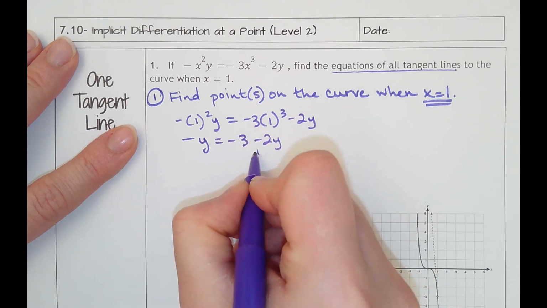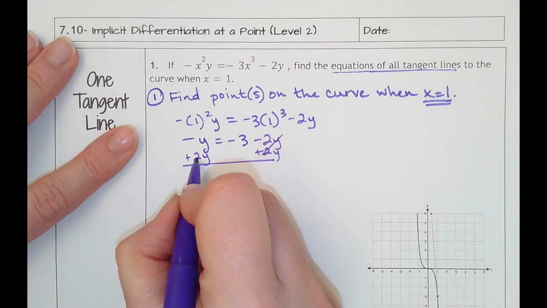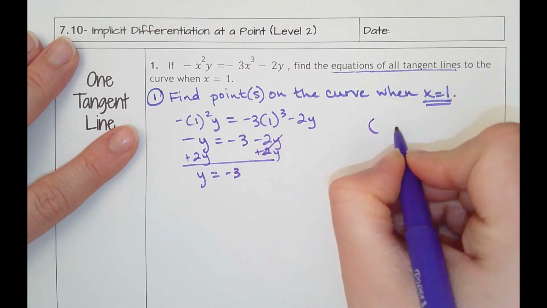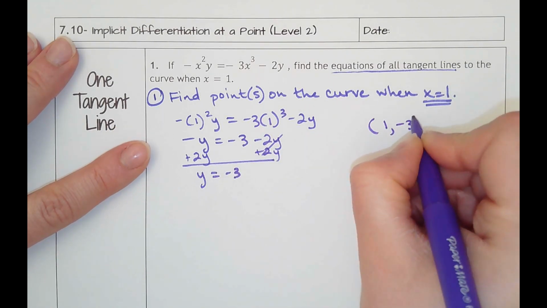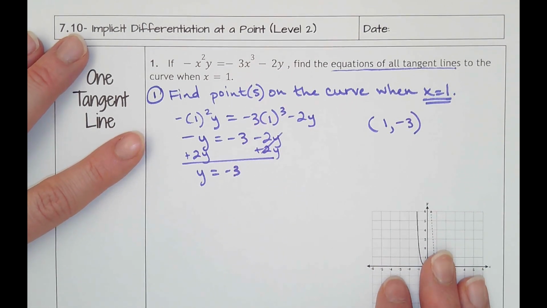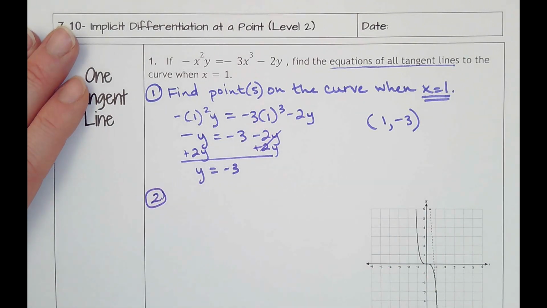I'm going to add my 2y over. So 2 minus 1 would be 1y, or y equals negative 3. That tells me I'm really trying to find the tangent line when x is 1 and y is negative 3. It's the ordered pair. And you will not have the graph on Delta Math until you've already answered the problem. I just put it there to hopefully help you understand what we're trying to do.